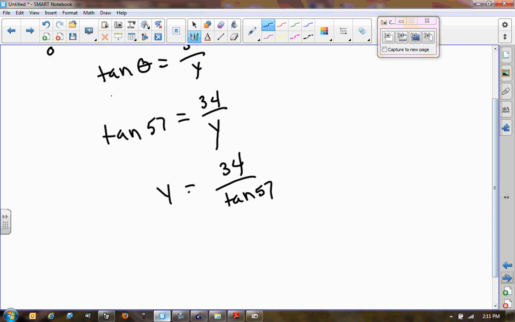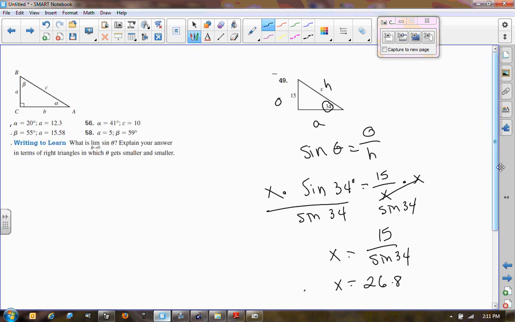Finally, 57. This is 57 here. It has a generic triangle to start out with. I want you to find all the missing pieces. All right, so let's fill in our triangle with the information they gave us. They gave us that B, this beta, is 55. They gave us that side A is 15.58. And you've got to find all the missing stuff.